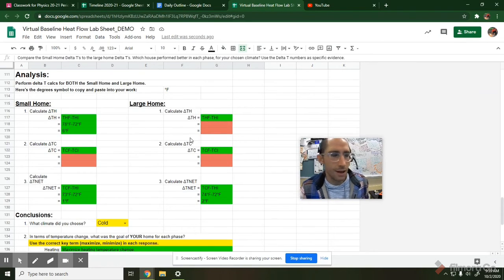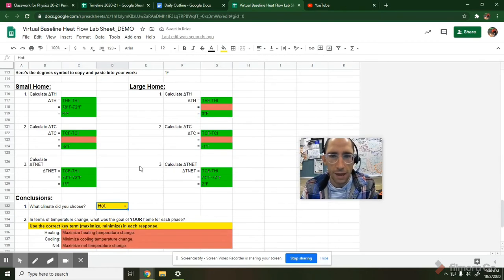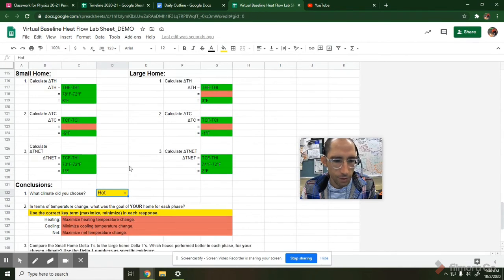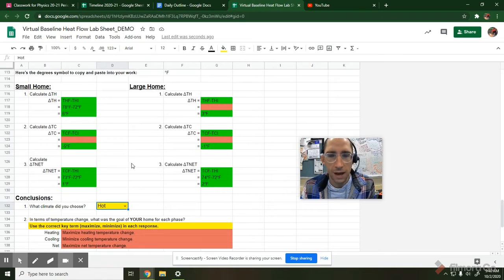Remember, science is about evidence-based conclusions. Which house performed better, small or large, for each phase of testing: heating, cooling, net? Hot climate, remember, we're trying to minimize heating, so we're looking for the home with a lower heating temperature change. The small home went up 6, the large home went up only 3. Well, what house would you rather be in if you're in a hot climate in the desert? Would you rather be in the house that heats up more or the one that heats up less? The home that heats up less, the large home.